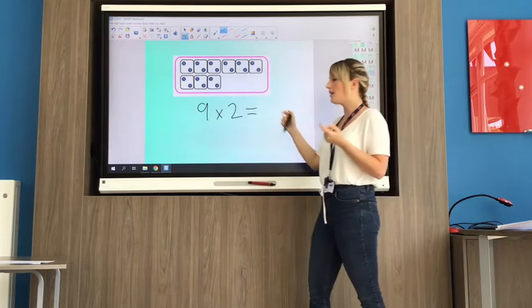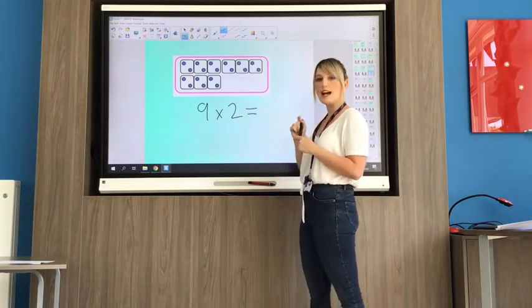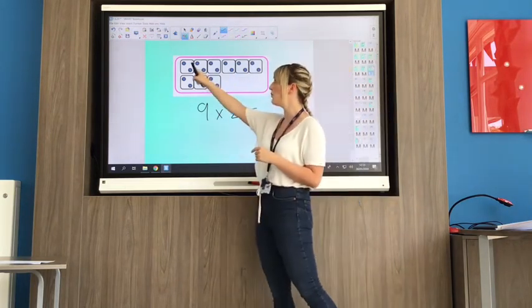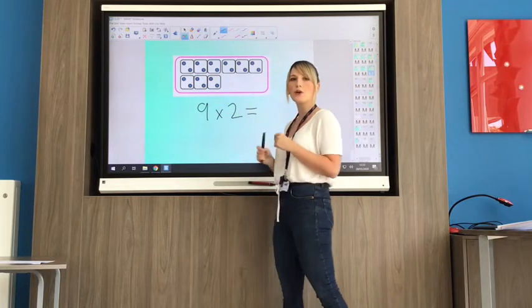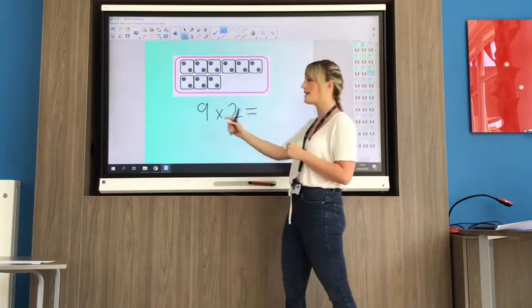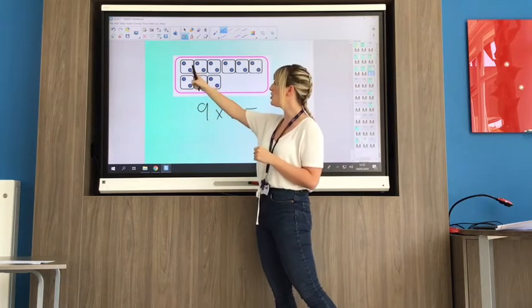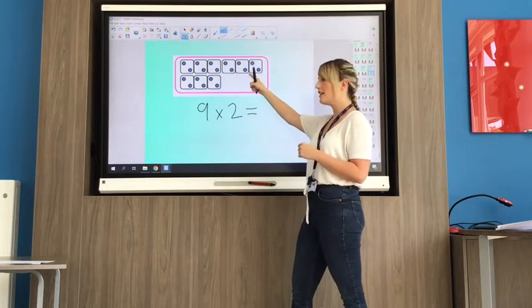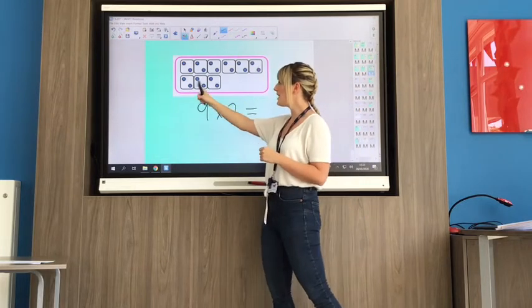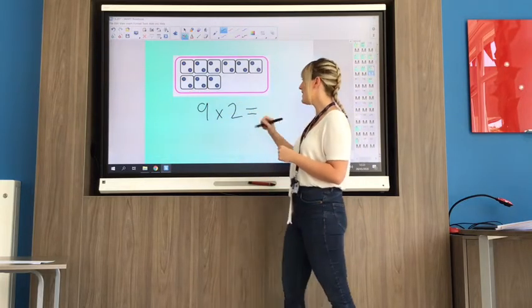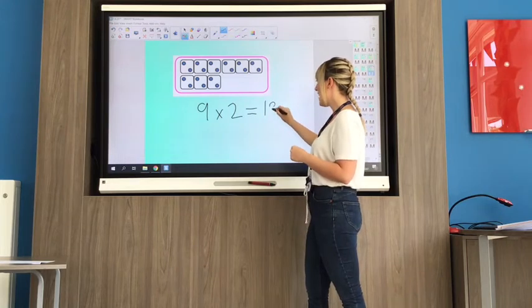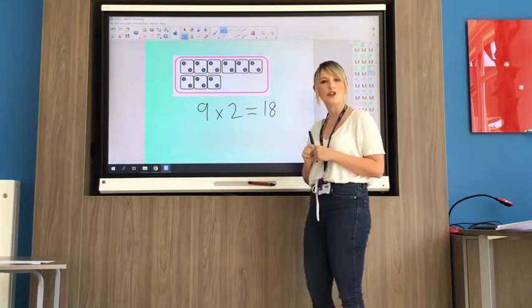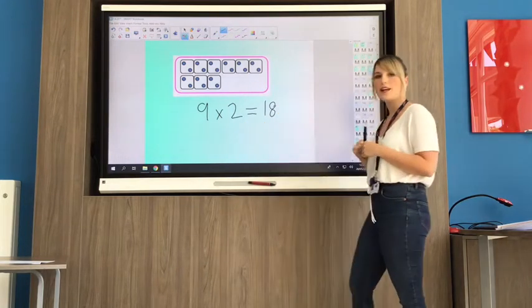Okay, so let's find the answer. You can use the picture to help you. Then we're not going to go 1, 2, 3, 4. We're in year 3 now, so we're going to count in twos. So let's count. Count with me. 2, 4, 6, 8, 10, 12, 14, 16, 18. So my answer would be 18. So 9 lots of 2, or 9 times 2 is 18.